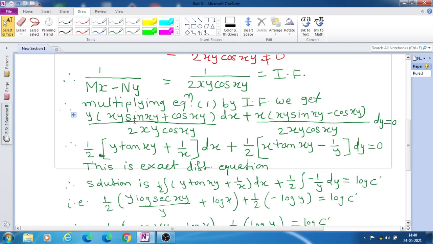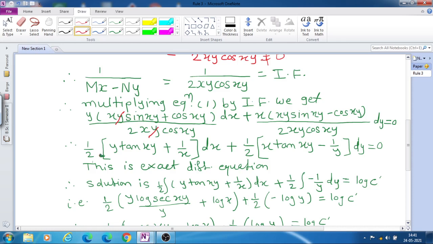So dividing this term xy into sin xy divided by 2xy cos xy, 2 is common here, so we cancel xy here, and therefore we get y into sin xy divided by cos xy.